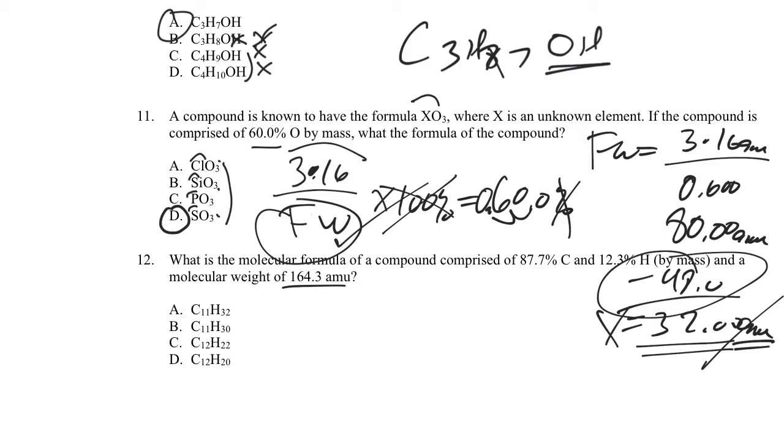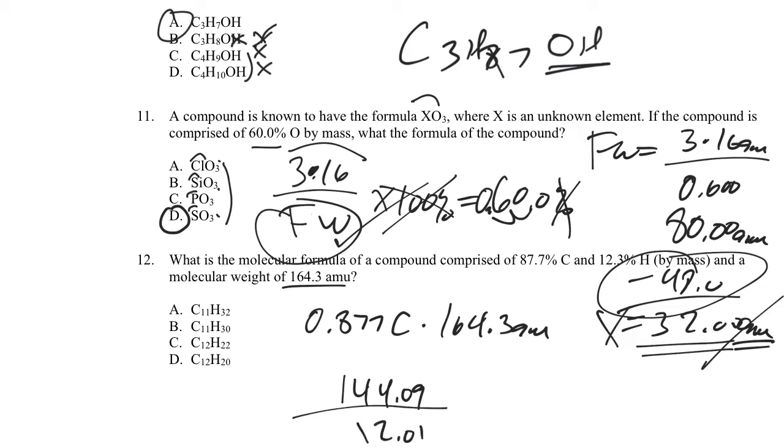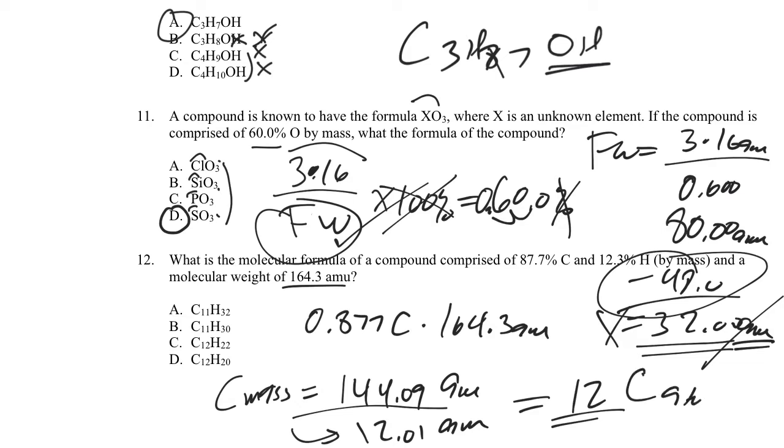The alternate approach is, what if you just take the fraction that's carbon times 164.3 AMU. So the total mass of our carbon atoms in this compound, where one of the compounds would be 164.3, would be 144.09. And then the mass of each carbon is 12.01 AMU. So this is the mass of just the carbon in AMU, and this is the mass per carbon atom. So this tells us our formula has 12 carbons in it. So we have 12 C atoms in our formula.